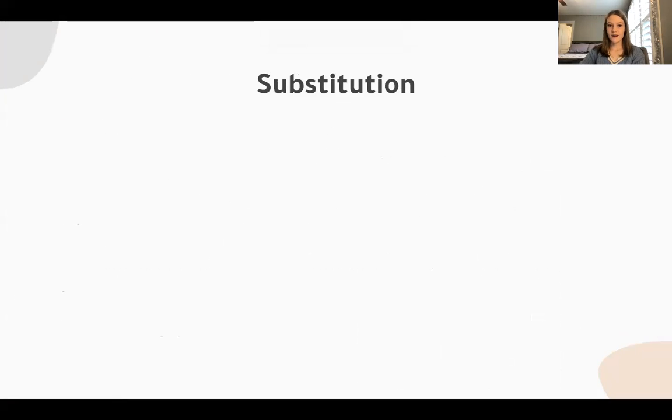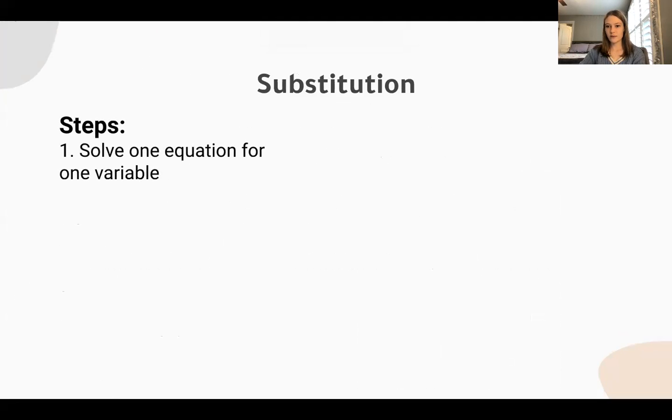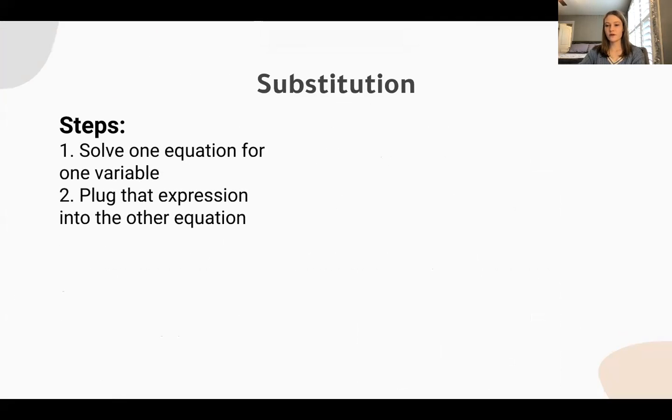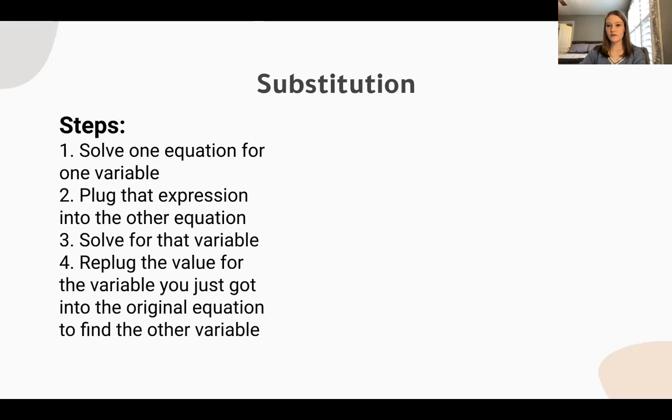For this method, there are five main steps. First, you'll solve one equation for one variable, and then you'll plug that expression you got for that variable into one of the other equations and solve for that variable. And then you'll replug the value you just got for that variable into one of the original equations to get the other variable. And finally, you'll check your answer.